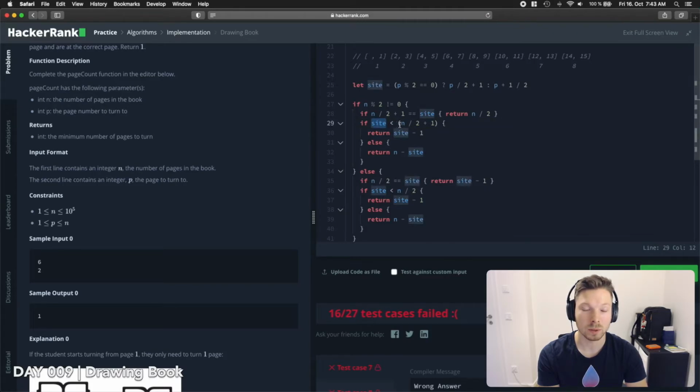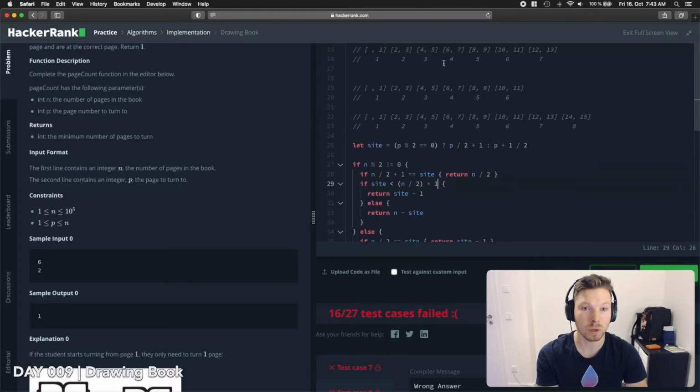If side is smaller than n divided by 2 plus 1, wait, like this, n divided by 2, which for the 7 should be 3, plus 1 is 4. If the side is smaller than 4, which it is because it's 2, right? It would mean return side minus 1, which would mean 1 turn. This is the minimum turn. It should return that one.